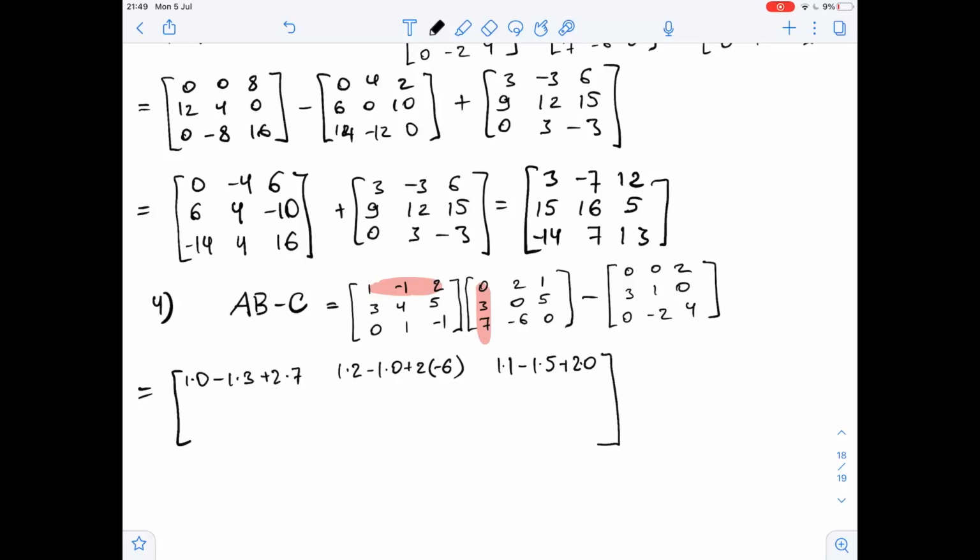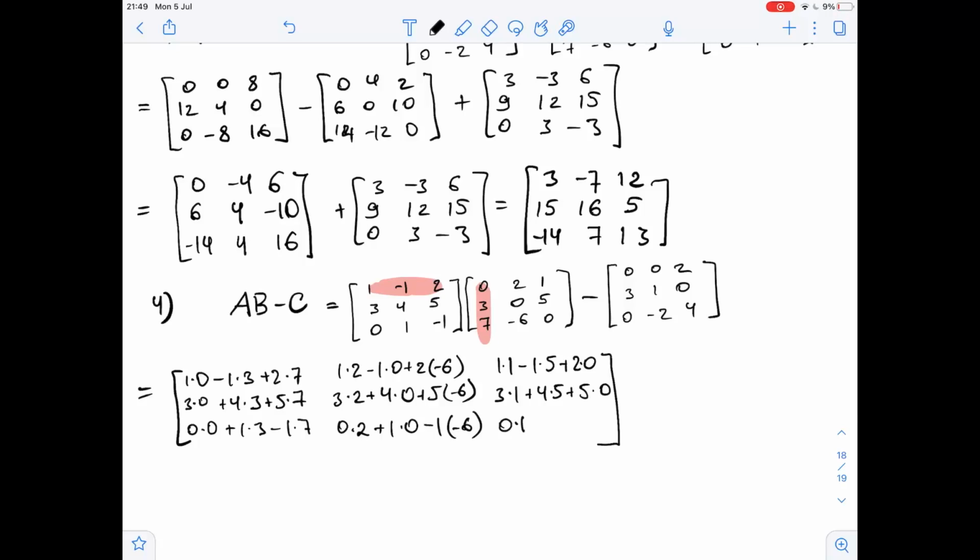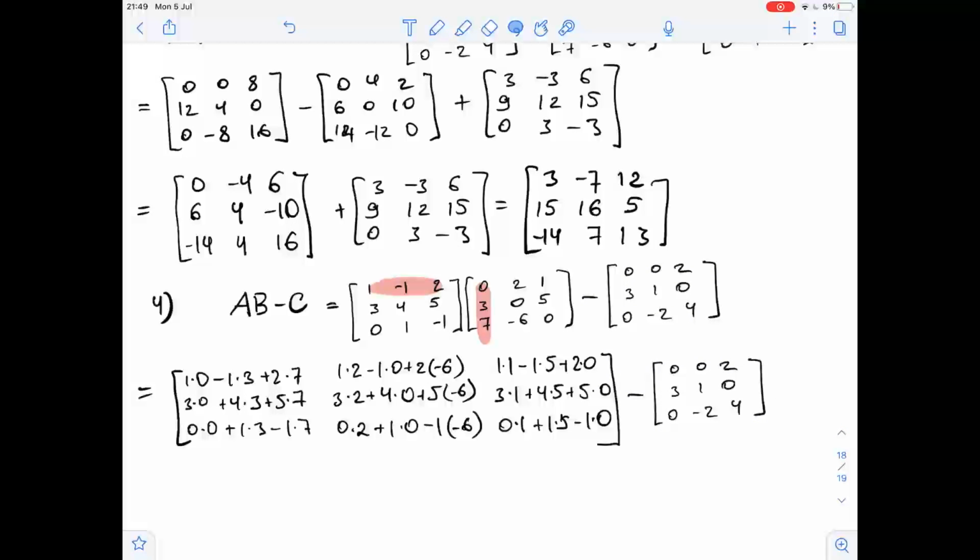In the next row, we find the dot product of the second row and first column. 3 times 0 plus 4 times 3 plus 5 times 7. 3 times 2 plus 4 times 0 plus 5 times negative 6. 3 times 1 plus 4 times 5 plus 5 times 0. 0 times 0 plus 1 times 3 minus 1 times 7. 0 times 2 plus 1 times 0 minus 1 times negative 6. 0 times 1 plus 1 times 5 minus 1 times 0. And we still need to subtract matrix C from this.